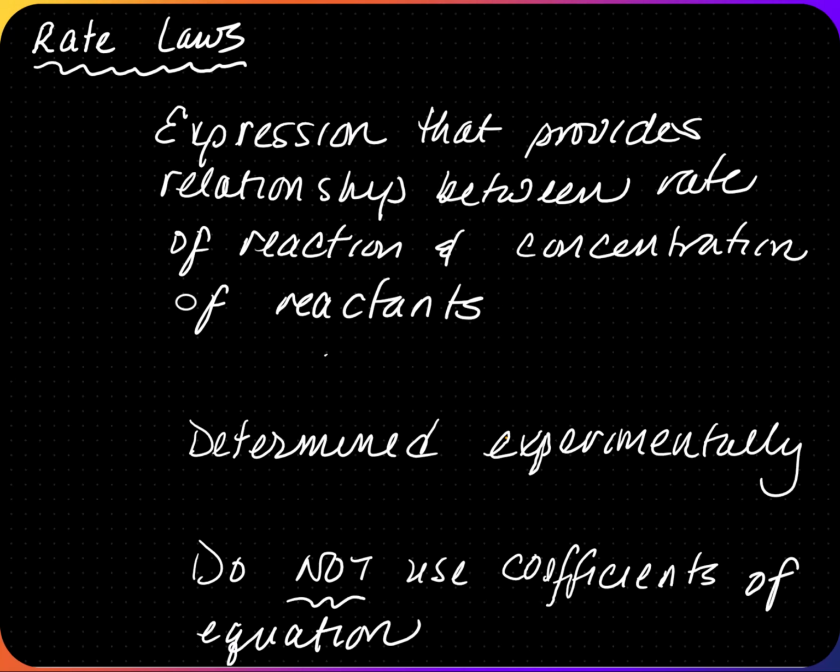Rate laws are expressions that provide the relationship between the rate of reaction and the concentration of reactants. These are determined experimentally, but never involve the product. It only has the reactants. And we do not use the coefficients of the equation as we did in the previous problem. Why? Because everything is determined experimentally right here.